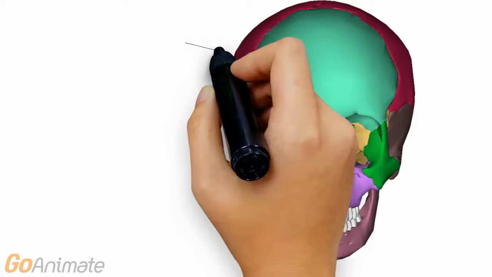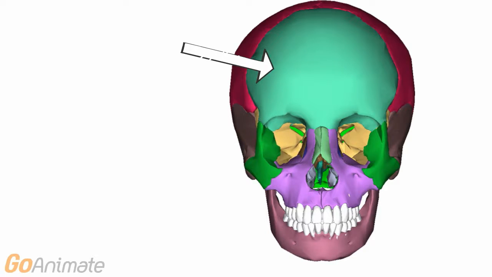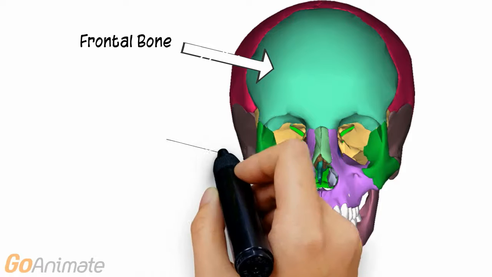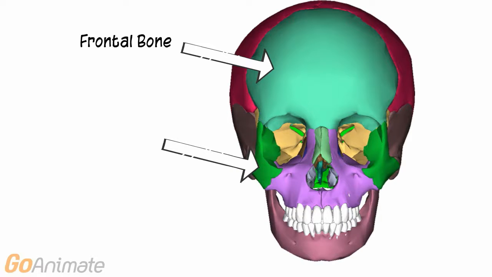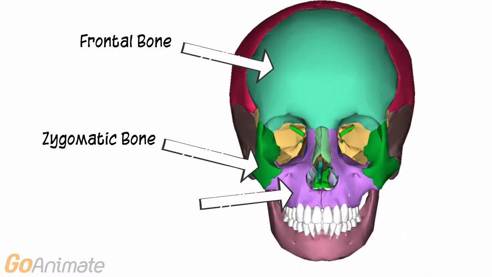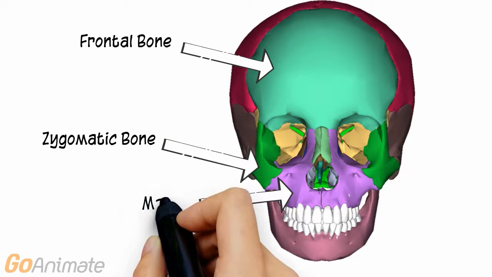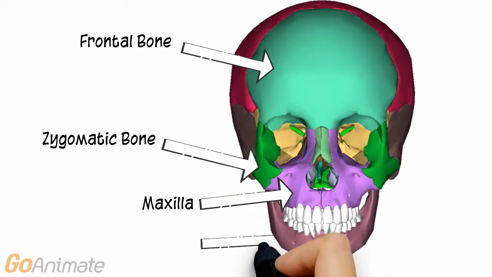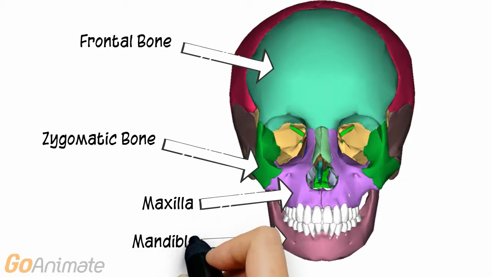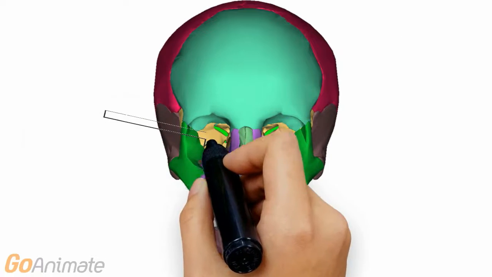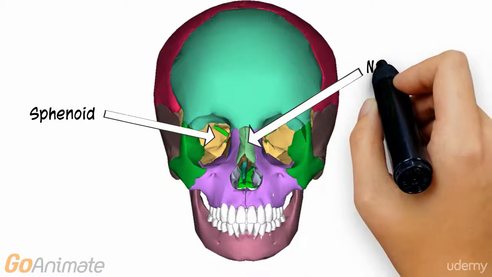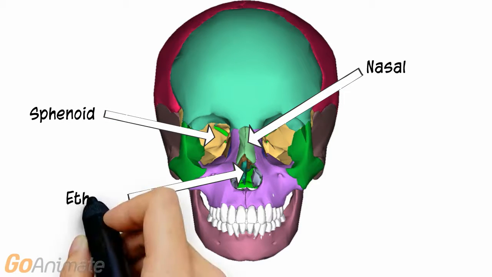Here are some bones seen in the anterior view of the skull. The frontal bone is the most superior bone in this view. The zygomatic or cheekbone is here, as well as the maxilla and mandible or jaw. We can also see a portion of the sphenoid and ethmoid bones and the nasal bones.